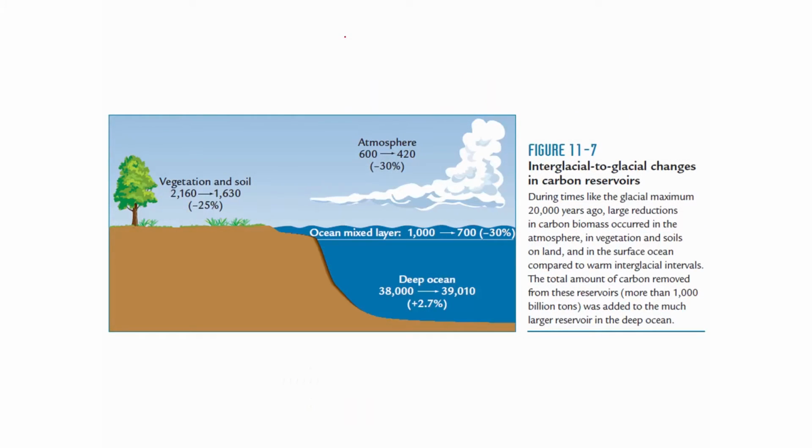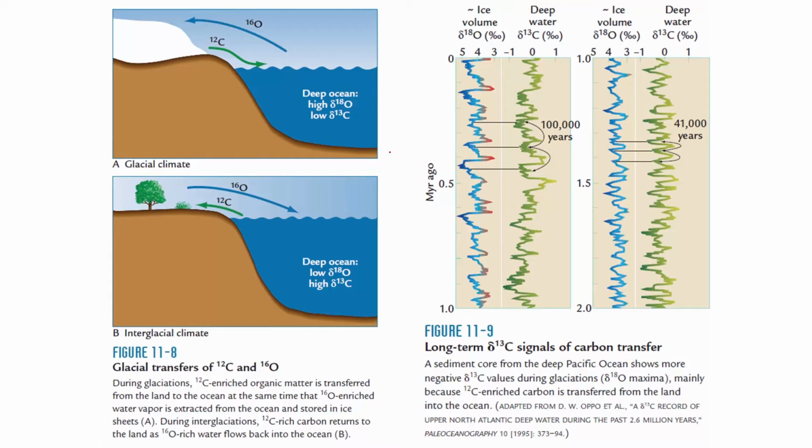So here are the glacial to interglacial changes in reservoirs. You are reducing carbon dioxide during the glacial times. So you reduce it by about 25% on land. You reduce by about 30% in the surface ocean, but in the deep ocean you increase it by about 3%. In the atmosphere you reduce it by about 30%. So this is kind of the complex story, and you can see that the delta O18 value corresponding to the ice volume and the delta C13 of the deep water are very much in phase.